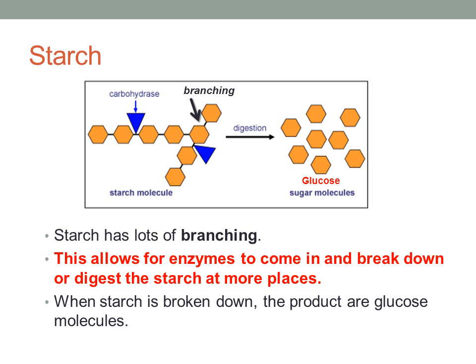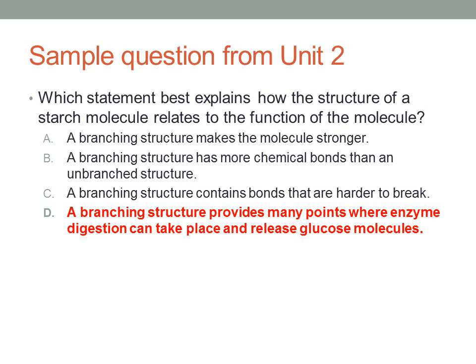Let's take a look. It says here in the previous slide that it allows for enzymes to come in and break down or digest the starch at more places. So the branching allows for the enzymes to come in and break the glucose down at a faster rate than if it was all just in a straight line. So the best answer for this question would be D. A branching structure provides many points where enzyme digestion can take place and release glucose molecules.